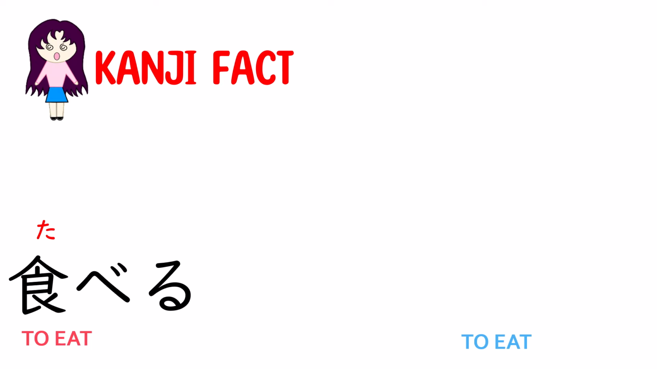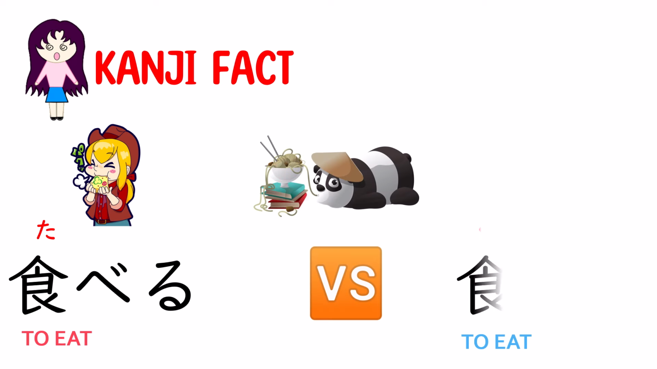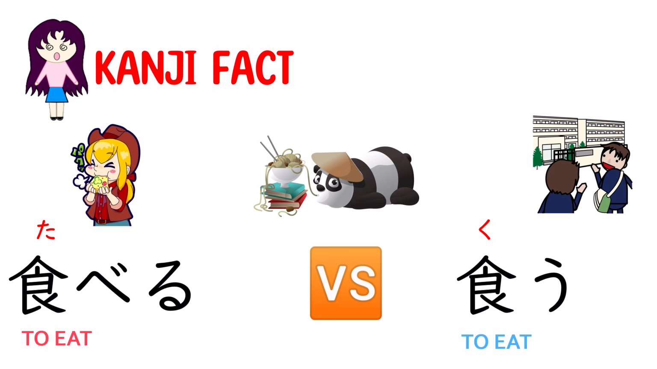Fun fact! There are two common ways to say to eat in Japanese. The first one is taberu. This is the most common and normal way to say to eat. On the other hand, there is kuu. This form is commonly used by males with close friends.